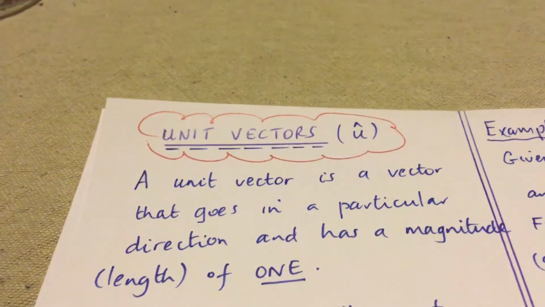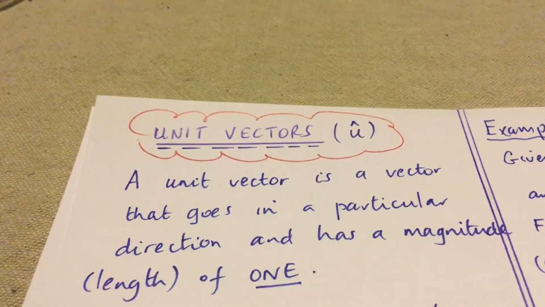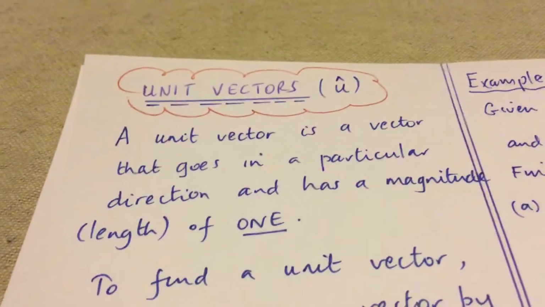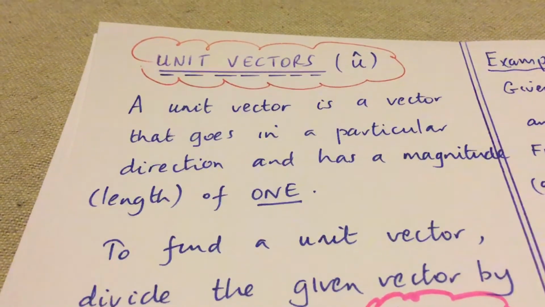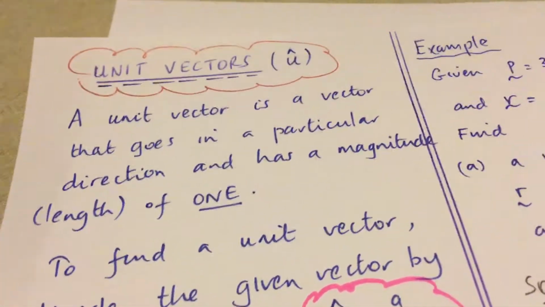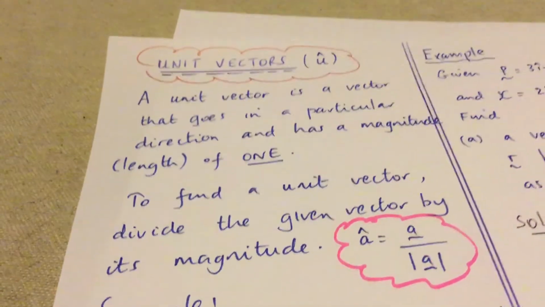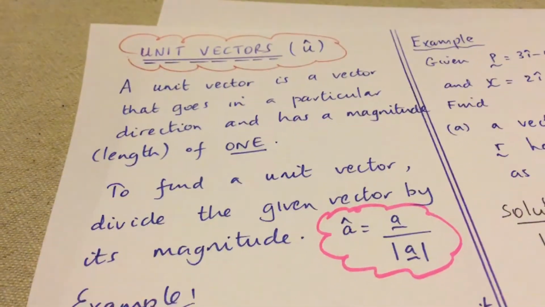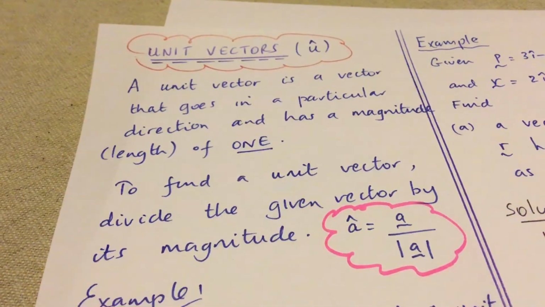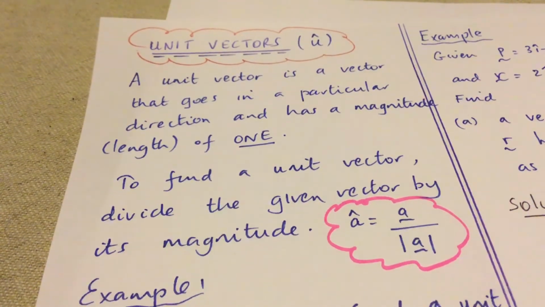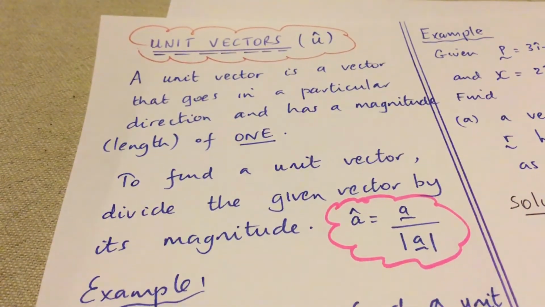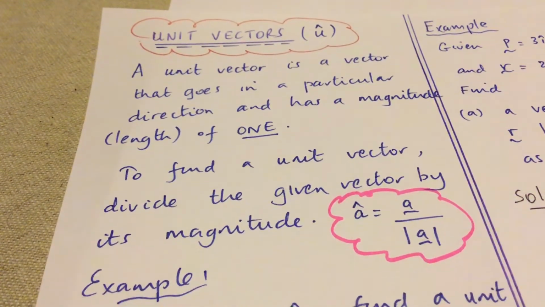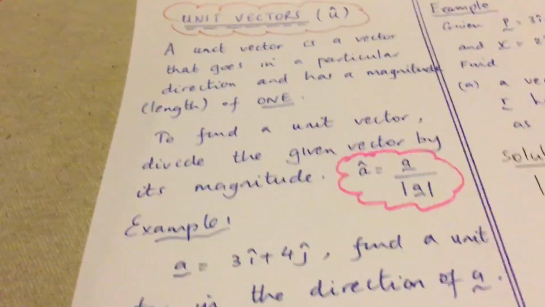A unit vector is a vector that goes in a particular direction and has a magnitude of 1. Now magnitude means length. So it's a vector that has a length of 1, and to find a unit vector is very simple. We divide the given vector by its magnitude, and the formula for finding a unit vector is given in the little bubble. So a hat, the unit vector, equals vector a divided by the magnitude of a, which is the length of a.